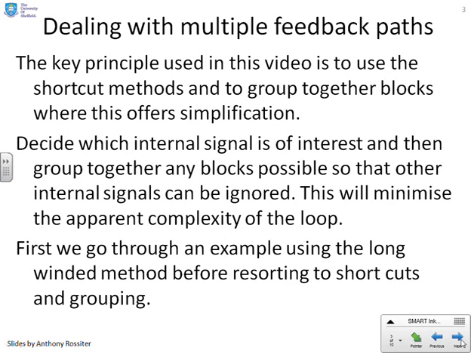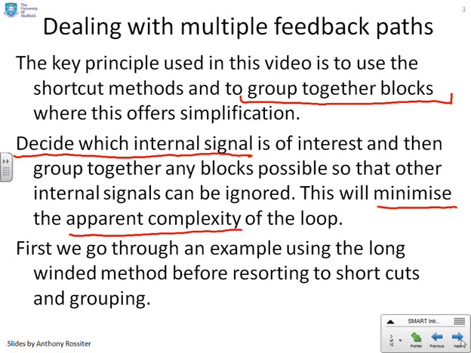So what are we going to do? We're going to use some very simple methods which basically are focused around grouping together blocks where this offers simplification. The main idea is to ask, are there blocks I can group together and therefore make the underlying diagram look easier? First, decide which internal signal you're particularly interested in. If you're trying to find the transference from a loop input to an internal signal, identify that signal and then look at which blocks you can group together to make the resulting diagram a bit simpler. This grouping will minimize the apparent complexity and make life easier.